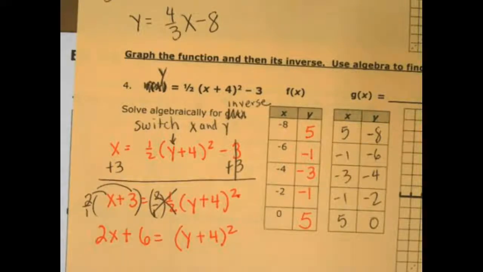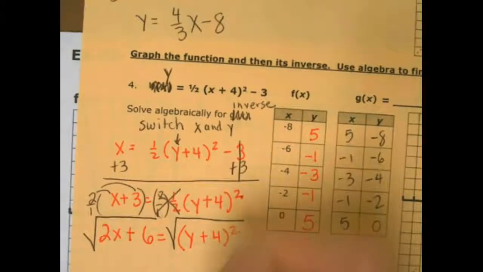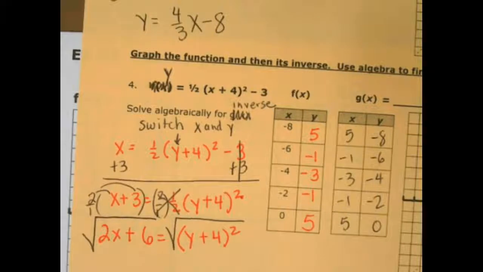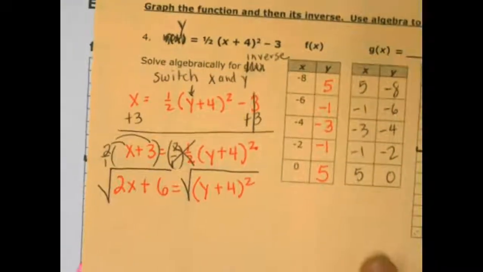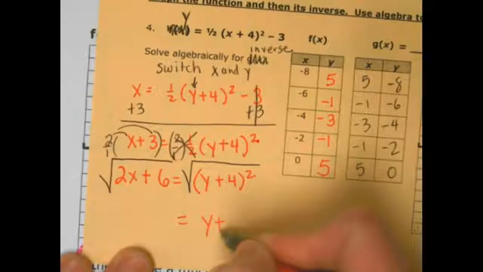Now, I don't want to square that out and make this thing more complicated. I want to get rid of the square. What's the opposite of a square? Do we know that? A square root cancels out a square. The square and the square root cancel each other out.